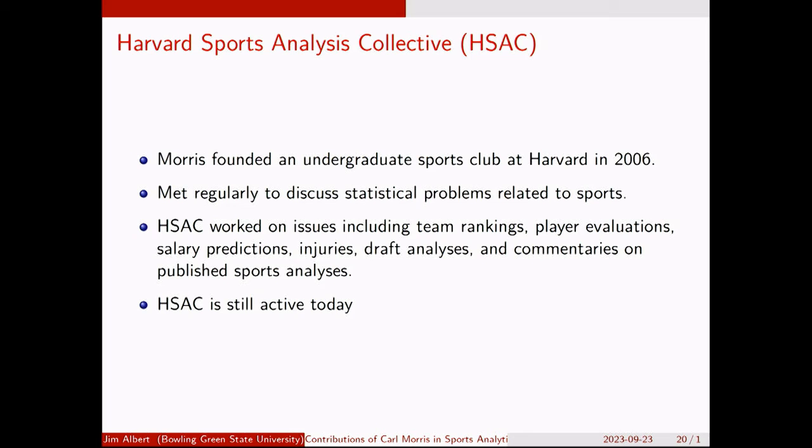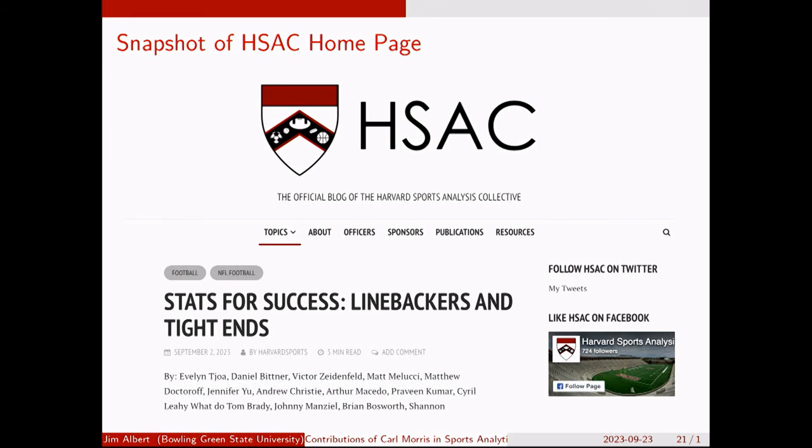They worked on all sorts of sports issues. I mentioned team rankings, player evaluations, salary predictions, injuries, all sorts of things. And to show you they're still active today, here's their homepage. They regularly post articles about different things in sports. A lot of people from this club are now working for sports teams. That is really where they got their start. It's really remarkable.